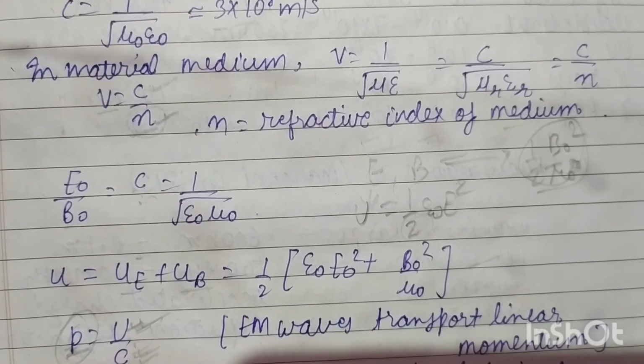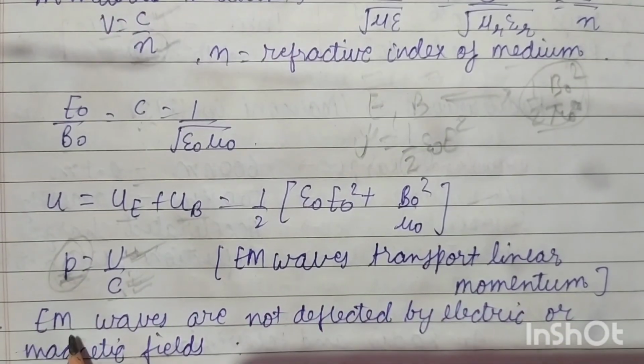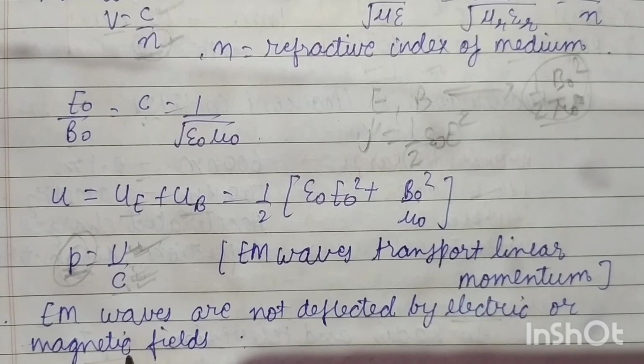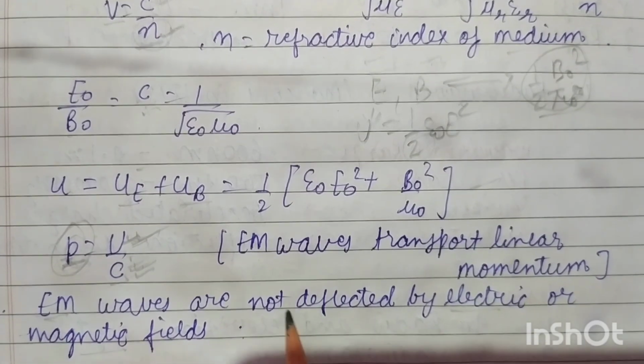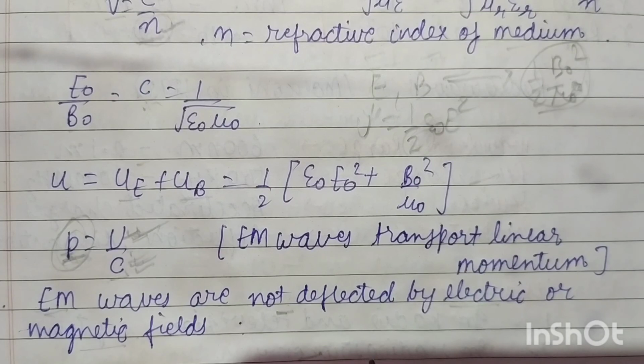Now let us discuss the next point. EM waves are not deflected by an electric field or magnetic field. When these EM waves are placed under the influence of an electric field and a magnetic field, they are deflected by neither of the fields. So this was also one of the properties of EM waves.